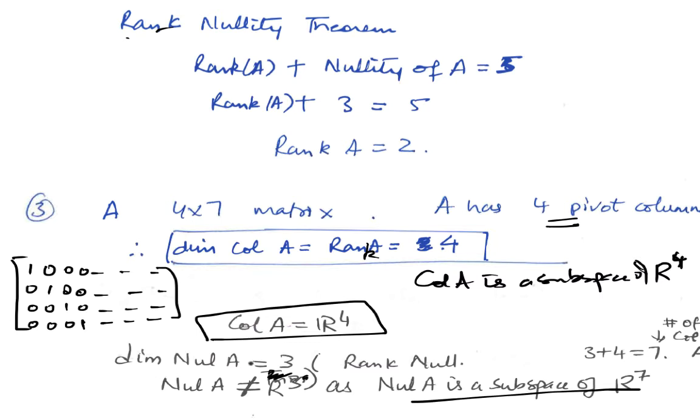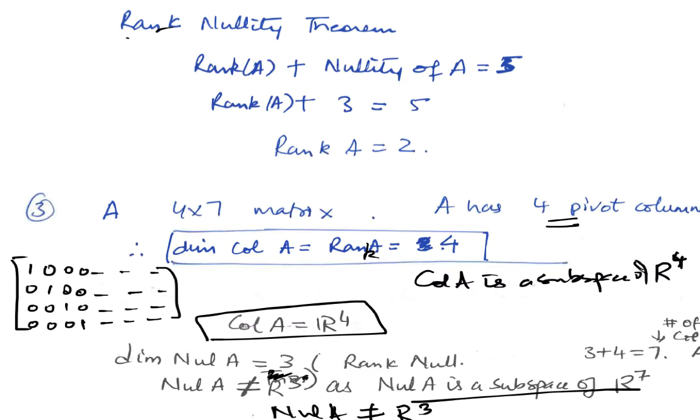Even though the dimension of the null space is 3, it is a subspace of R7. And hence, the null space of A cannot be equal to R3. Very important, guys: for the null space to be equal to R3, it has to be a subspace of R3. That's what it means.